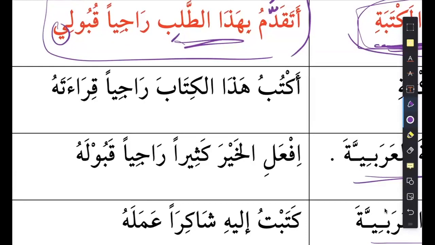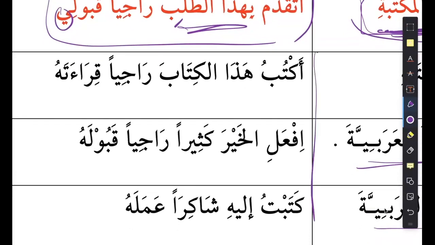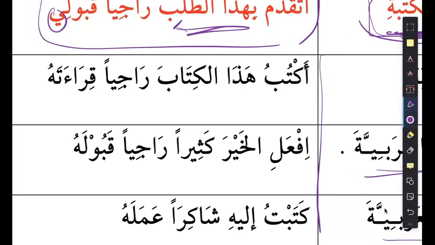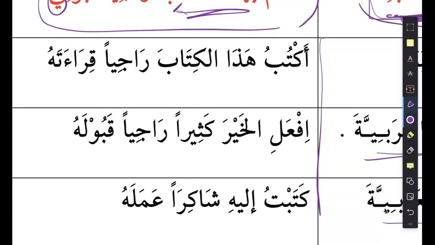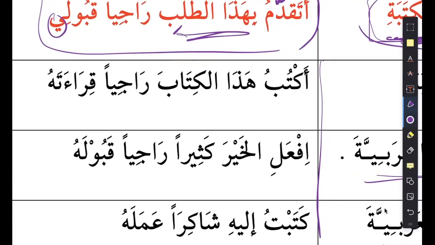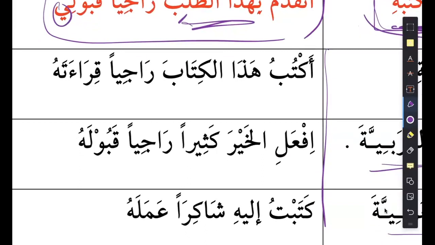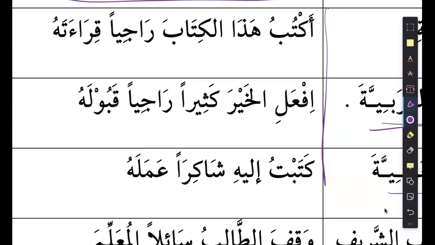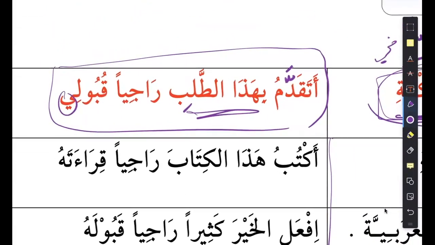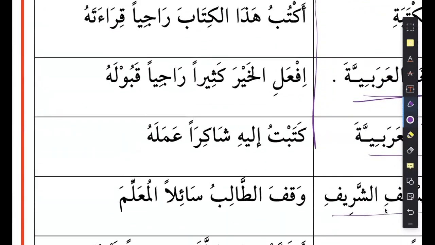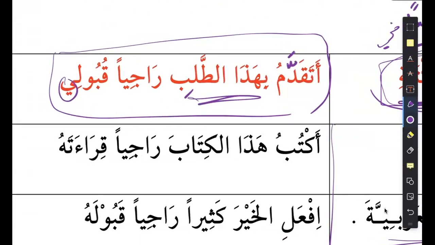And as you can see, it is similar to all the other sentences. Aktub hadha al-kitaba, that's fine. Rajian qira'atahu. I'm writing this book, hoping it's read. That means people will be reading this thing. So what is the sentence structure here? All of them would be similar. But what is the sentence structure? What's going on here? With this, you understand, أتقدم بهذا الطلب.